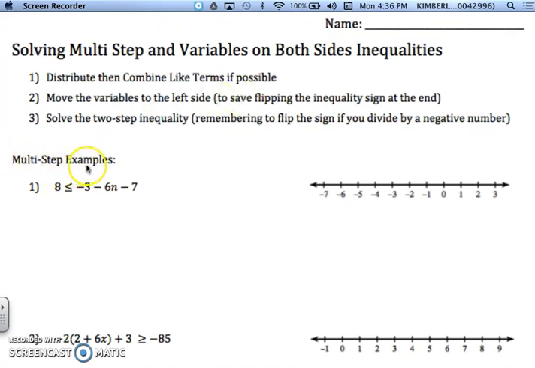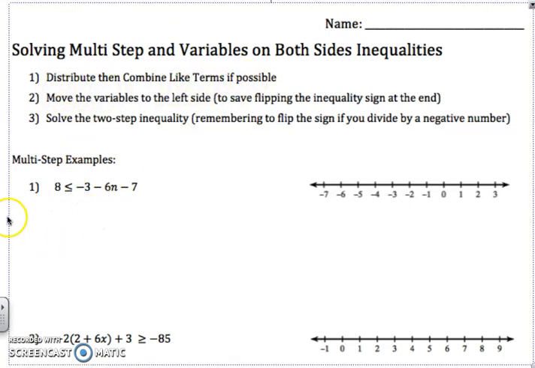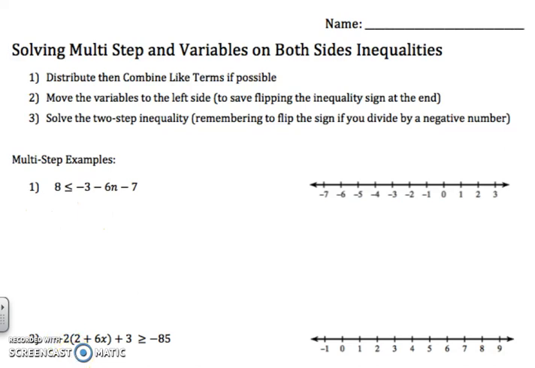So here are some examples of multi-step inequalities. So the first thing to do is distribute or combine like terms. So I don't see parentheses, so I can't distribute, but I do need to combine like terms. So let me circle -3 and -7, because they're both constants. And -3 minus 7 is -10. Then I'm going to bring everything down. -6n greater than or equal to 8.